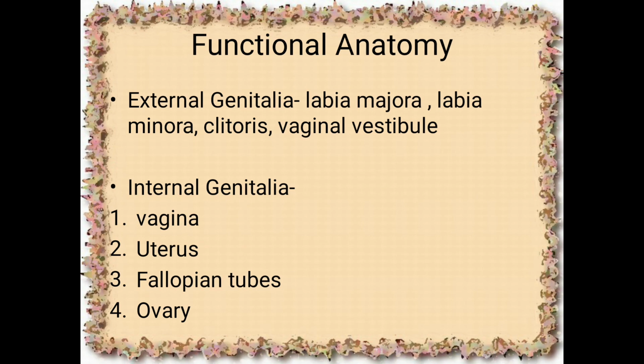Coming to the functional anatomy, there is external genitalia and internal genitalia. External genitalia includes labia majora, labia minora, clitoris, vestibule of vagina, and vestibular glands. These structures are collectively called as vulva. Internal genitalia: vagina, uterus, fallopian tubes, and ovary. These are the female internal reproductive organs present in the pelvis.